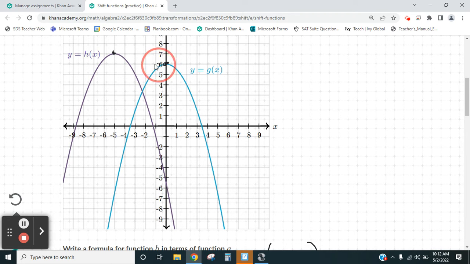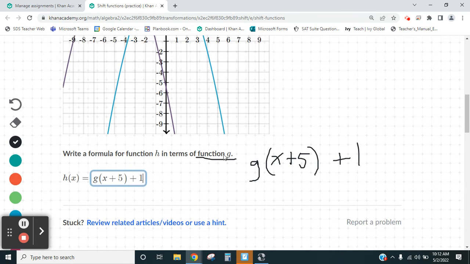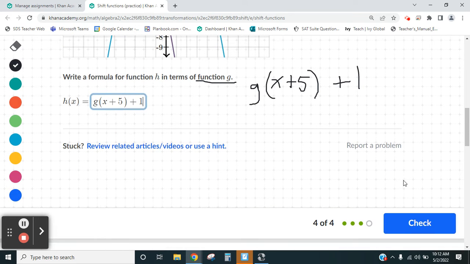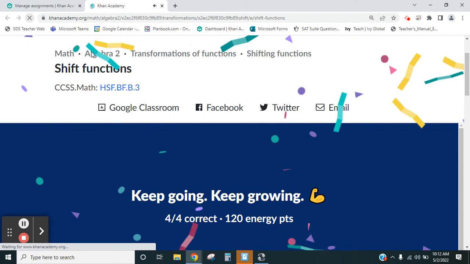How do we get there if we start at G? Well, you have to go left 5 and up 1. Left 5 and up 1. Well, if you go left 5, then this better say plus 5. And if you go up 1, then this better say plus 1, like that. Okay, there's another version of this I want to get to where you actually have to write the equation. So let me kind of skip through some more questions here real quick.